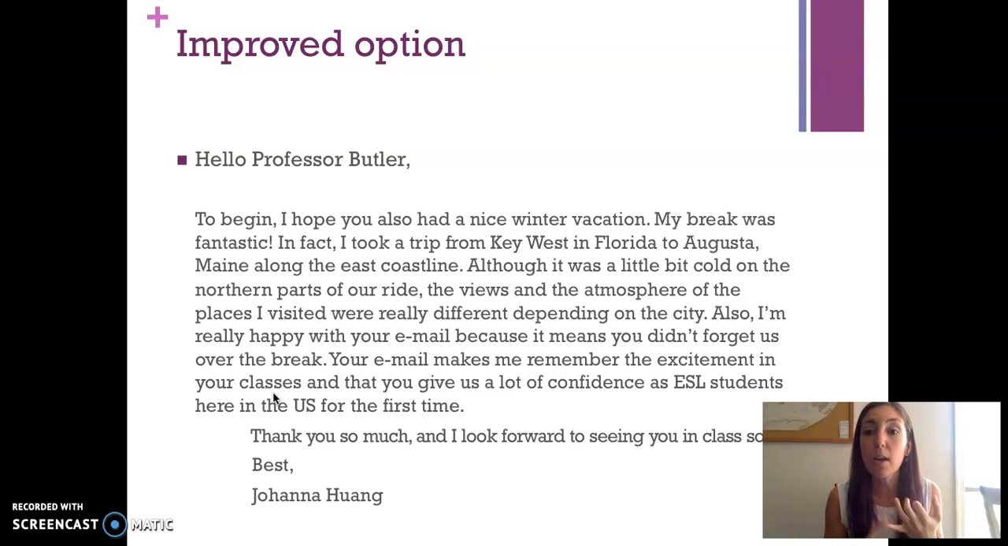So remember tone, articles, conjunctions, word choice, and tense. So we have that intro, "Hello, Professor Butler," or whatever your professor's name is. "To begin, I hope you also had a nice winter vacation. My break was fantastic." There's your one exclamation point that you get to keep. "In fact, I took a trip from Key West in Florida to Augusta, Maine along the East Coast line. Although it was a little bit cold on the northern parts of our ride, the views and the atmosphere of the places I visited were really different depending on the city."